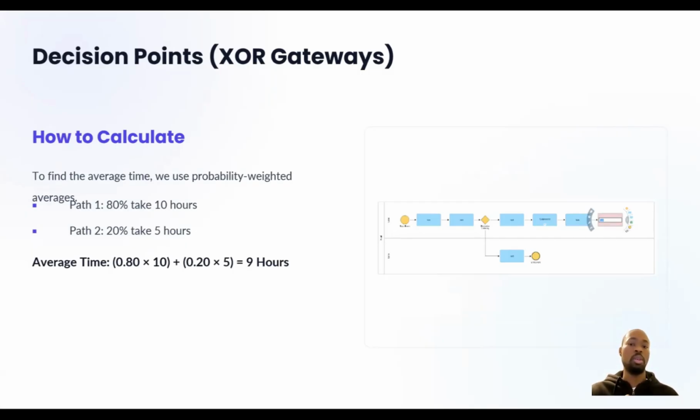So using the loan example, for instance, let's say 80% of the loan applications are approved in 10 hours and 20% are rejected in 5 hours. In that case, the cycle time is essentially 80% multiplied by 10 hours plus 20% times 5 hours, which gives us 9 hours. So weighted averages account for how frequently each branch is taken.